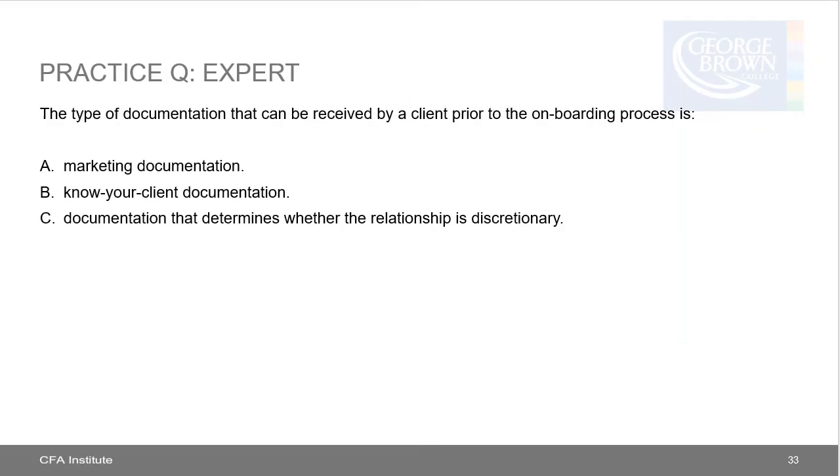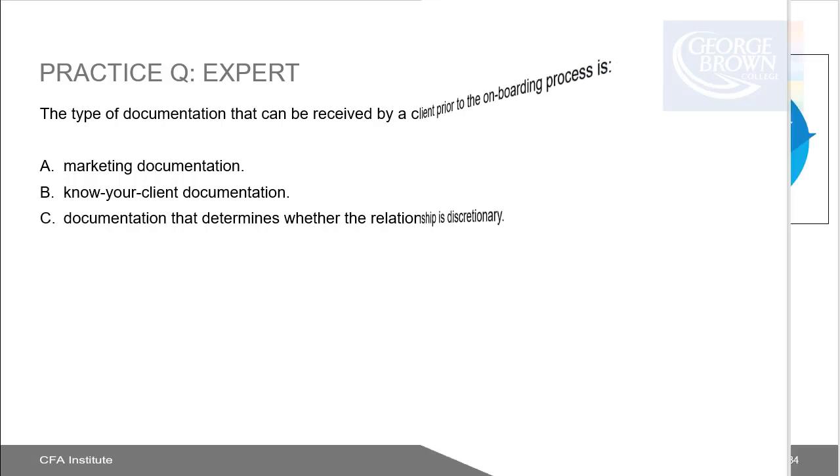So a quick practice question from the learning ecosystem, classified as expert. I actually think it's pretty easy. So anyhow, here we go. The question is, the type of documentation that can be received by a client prior to the onboarding process is: A, marketing documentation, B, know your client documentation, or C, documentation that determines whether the relationship is discretionary.